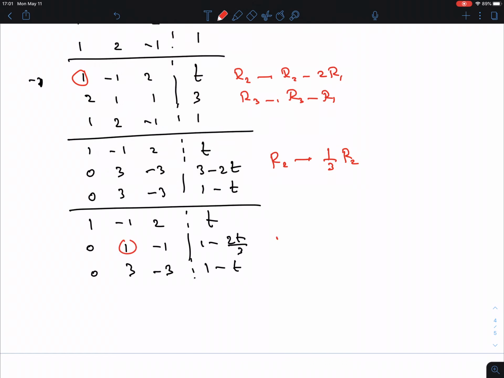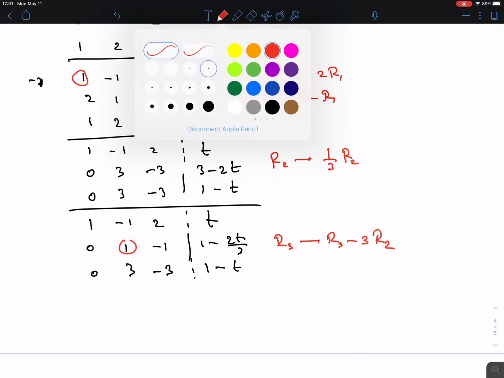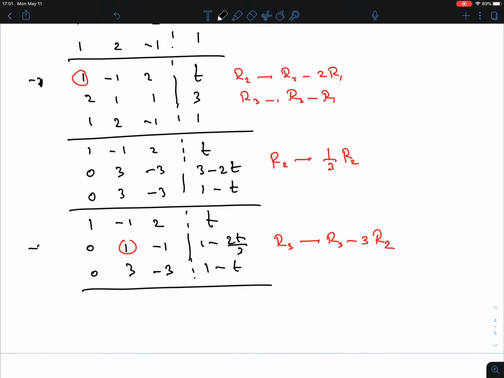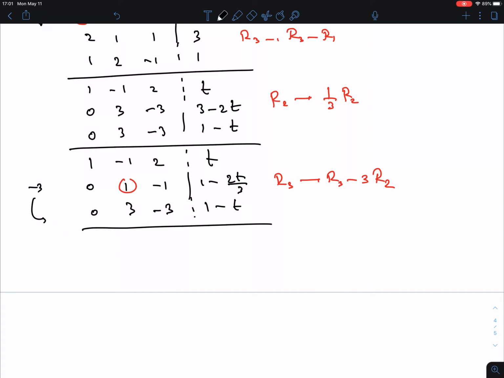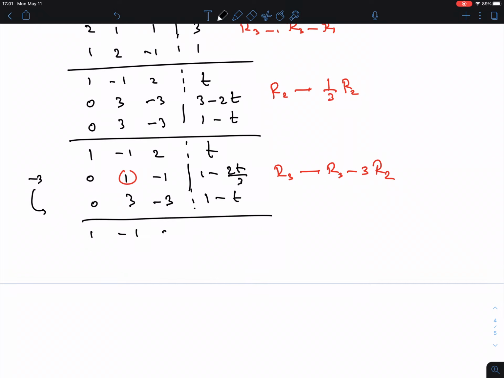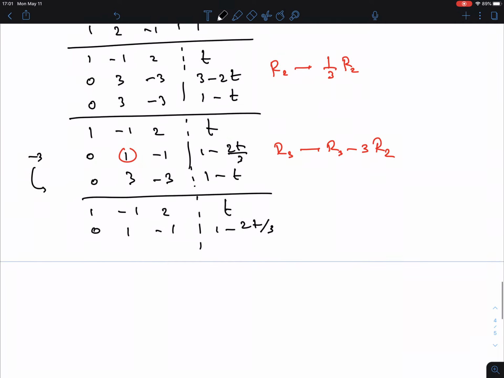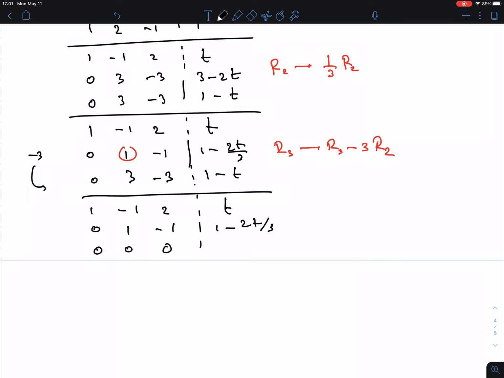I can use this pivot now, so row 3 minus 3 times row 2. Multiplying this row with negative 3 and adding it to this row. So let's copy the first one first, and then the last one is 0. Minus 3 plus 3 is 0. Minus 3 plus 3, that's also 0. And then we get here, well, let me write it up. It's 1 minus t minus 3 times 1 minus 2t over 3.